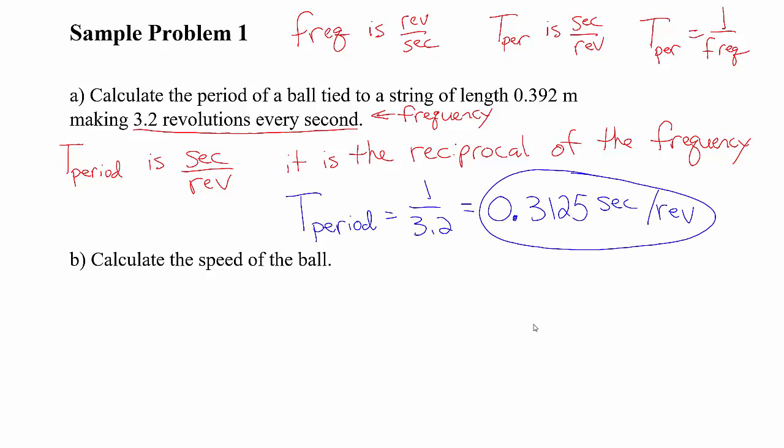The period, the time that it takes to go around once, is 1 second divided by 3.2 revolutions, or 0.3125 seconds to make 1 revolution. If it's going around over 3 times in a second, it takes less than a second. It takes about a third of a second to go around once.